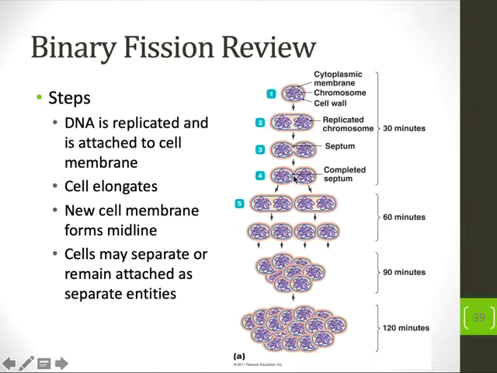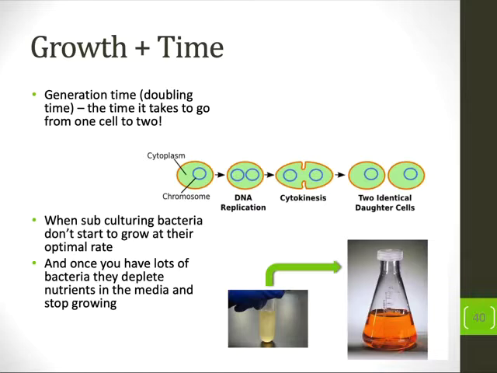Now, bacteria have what we call a generation time. A generation time is the time it takes for one bacteria to divide into two. So you have a single bacteria. The time it takes for it to go from here to here is the generation time. The time it takes to create the next generation.